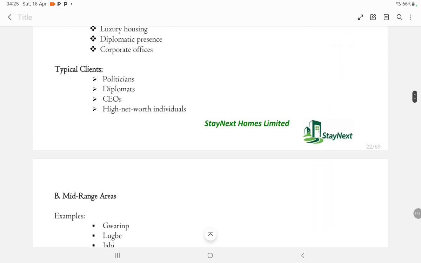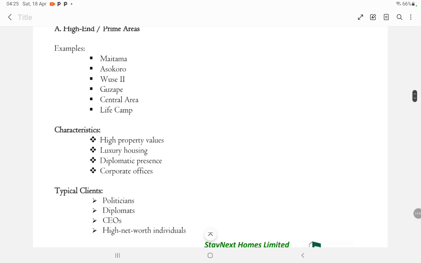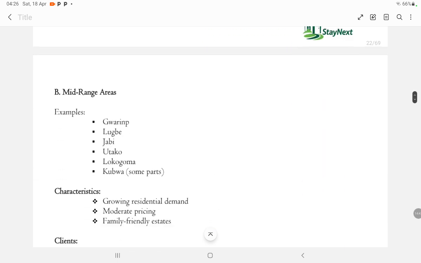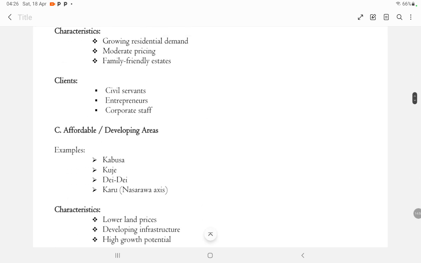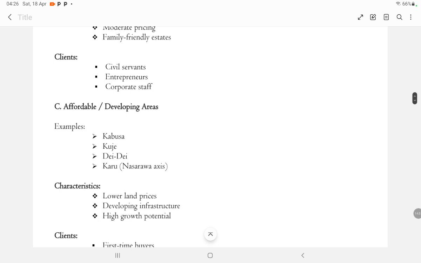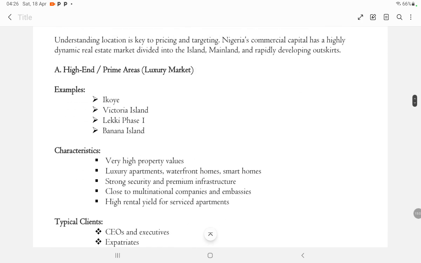So, for instance, prime areas in Abuja are Maitama, Asokoro, Katampe, Wuse, Central Area, Life Camp. Middle-range areas are Gwarinpa, Lugbe, Jabi, Utako, Dutse, Kubwa, some areas there. Affordable areas we have Kabusa, Kuje, Dei-Dei, Karo. These are affordable areas, very cheap. The same way in Lagos, we have Ikoyi, Banana Island in Ikoyi. Those are the environments.